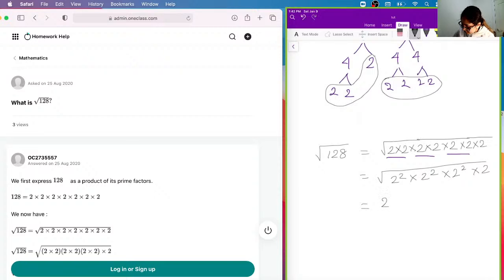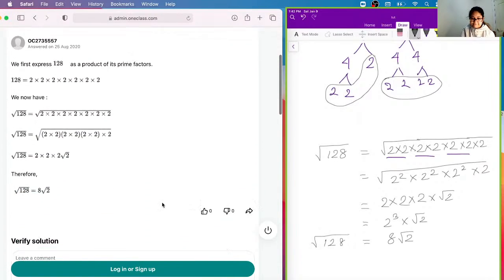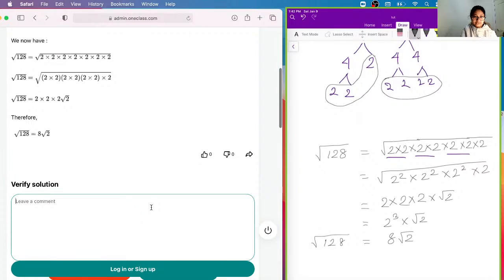So we would finally get 2 times 2 times 2 times the square root of 2, right? So we can basically multiply the 3 2's out. We know that 2 cubed is 8, and it's going to be multiplied into the square root of 2. And so we have that the square root of 128 is equal to 8 square root of 2. That is the solution.